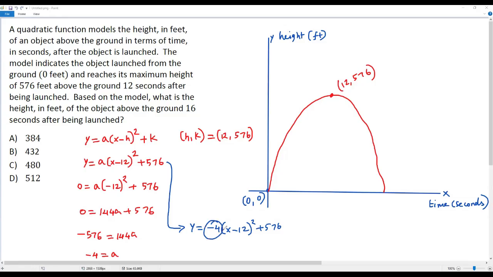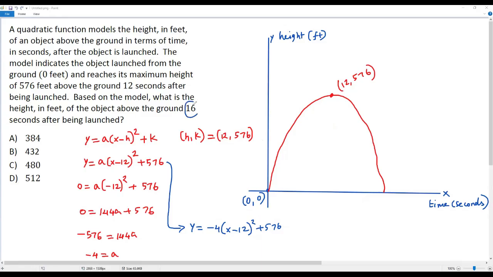Here the value of a is negative. This is the leading coefficient. The leading coefficient is negative because the parabola opens down. Okay, now the quadratic function which models the height in feet of the object over here is complete. Our aim is to find the height in feet of the object above the ground 16 seconds after being launched.